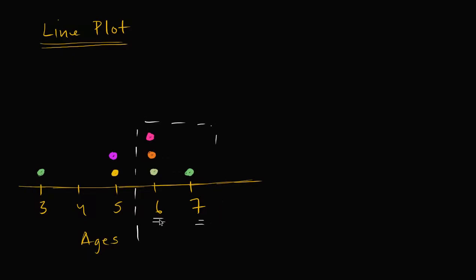You could go the other way around. You could say how many people are less than 5 years old? Well, then you could say, okay, less than 5 years old would be either 3 years old or 4 years old. And when you look at those dots, you see there's only one dot. Only one person attending the party is less than 5 years old.